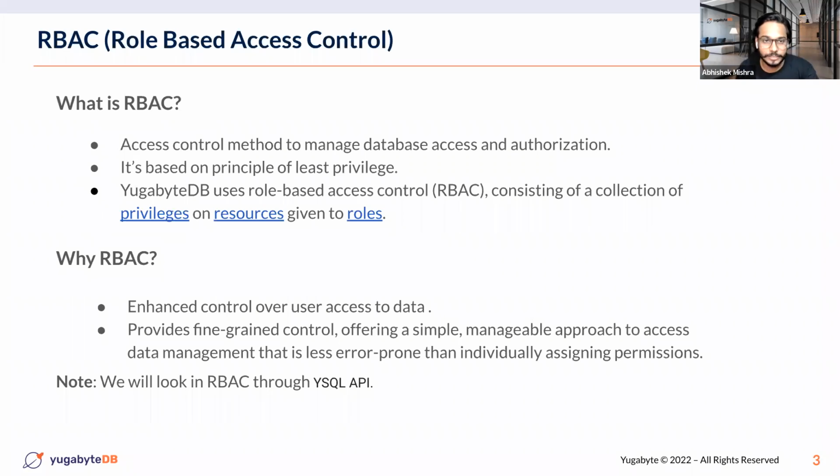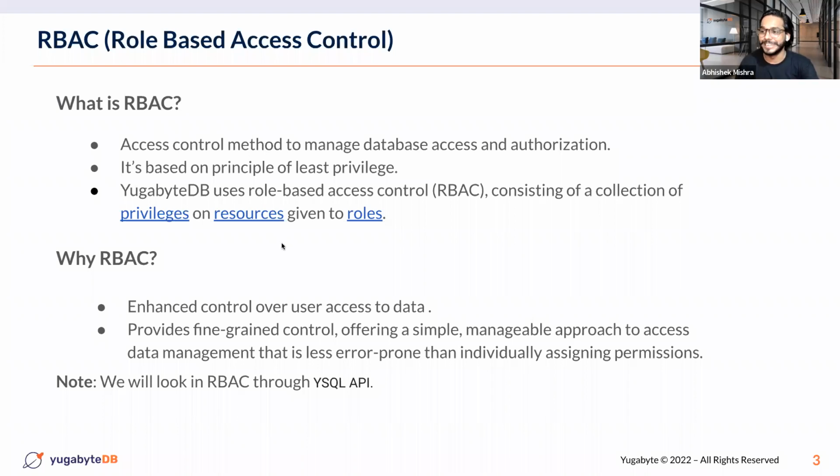So RBAC is a very famous security access method, which is role-based access control. Basically, it gives authorization level access to computer resources in general. When it comes to databases, of course, the resource that we have is the database. So it's an access control mechanism to give access to your databases and the objects that rely on it. It is based on the principle of least privilege, which is a security principle where you limit the access as per the intention and the work of the user. That's what RBAC is completely based on. And in YugabyteDB, RBAC consists of a collection of privileges, resources, and roles.